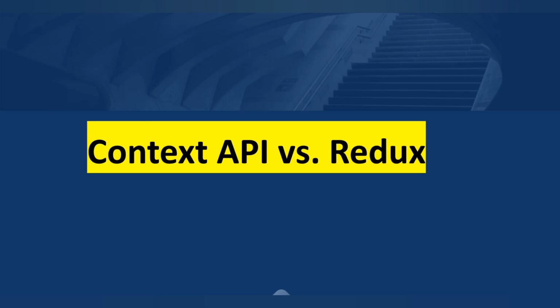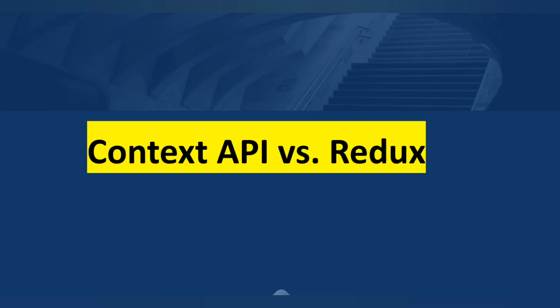When to use it? Context API is great for smaller applications, or when you have a few pieces of information that need to be shared across different parts of your app. It's simple and built right into React, so you don't need to install anything extra. So this is what Context API is.